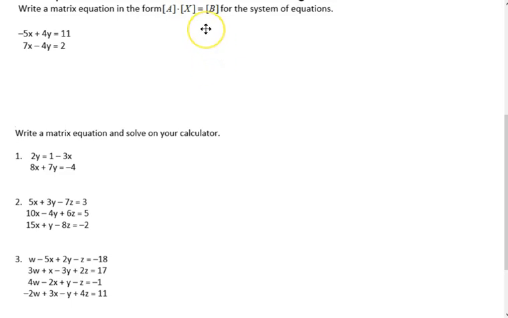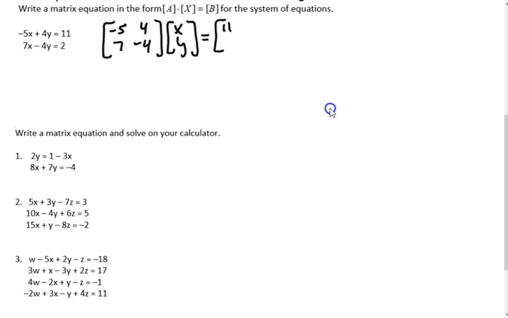Now I'm going to use matrix multiplication to help me solve a system of equations. If you have a system of equations where all the x's are lined up, the y's are lined up, and if you have other variables, all the variables are lined up in columns and then equal to the constants on the other side, you can set this up in the form of a matrix. In the first matrix, I will put all the coefficients of the variables, so -5, 7, 4, -4. In the second matrix, x, y, and in the third matrix, the constants.